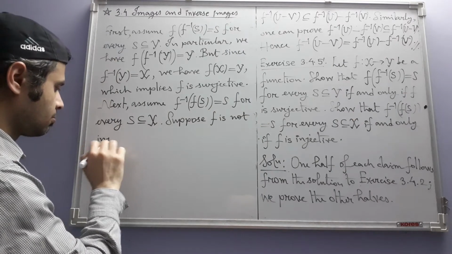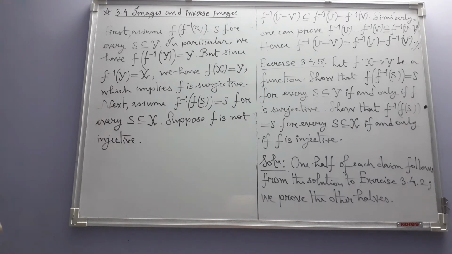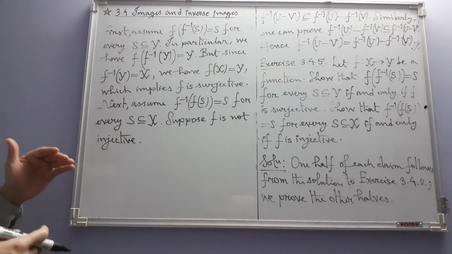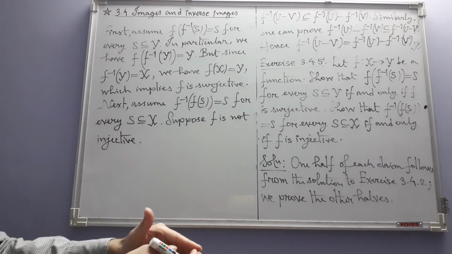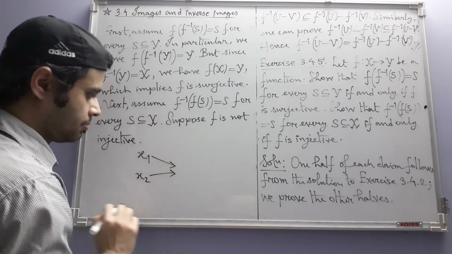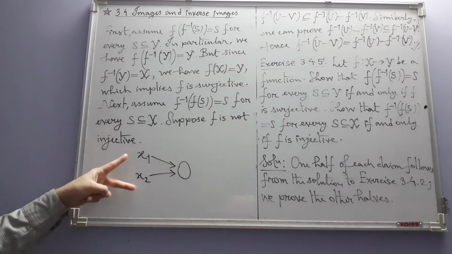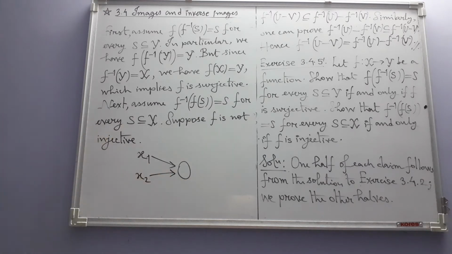Suppose f is not injective. Being injective means mapping different inputs into different outputs. Being not injective means mapping at least two different inputs onto the same output. That is something like this, same output. That tells us that f is not injective. At least two such elements have to be found for which this is happening, then f is not injective.